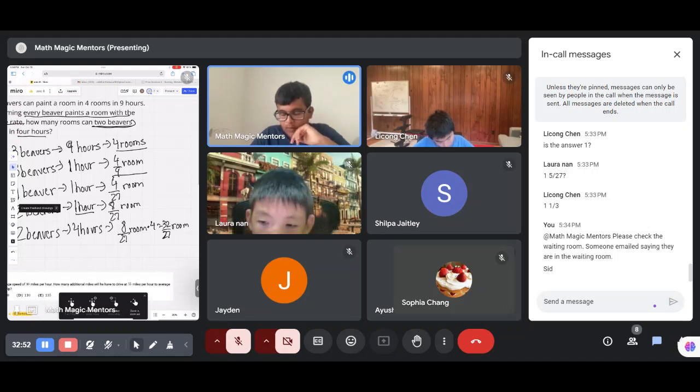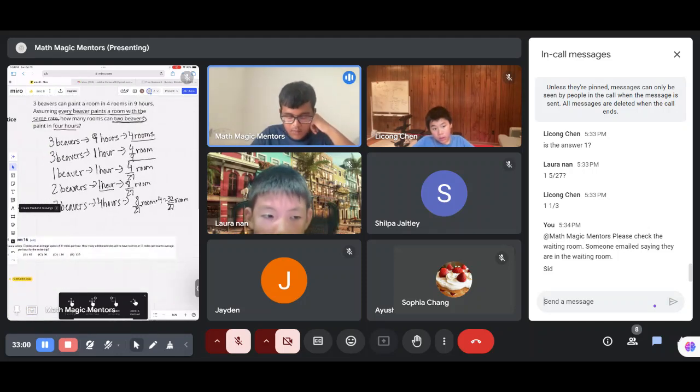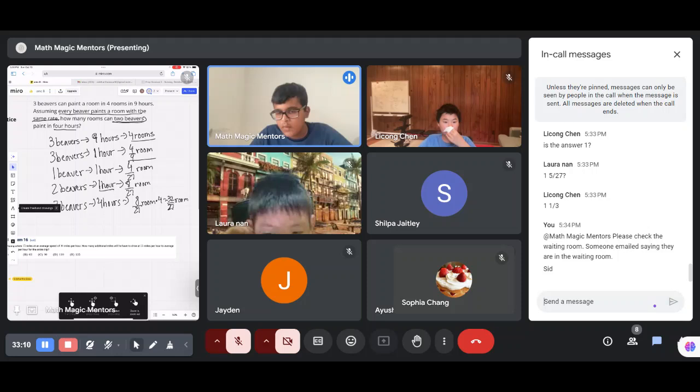All right. So does that make sense to everyone? How it's 32 over 27 rooms? I think the key takeaway from this problem is that you could do it another way. Of course, there are multiple strategies that you can use to approach the problem, right? But my approach, just to be more organized, because sometimes people lose track of what they're multiplying and what they're dividing.